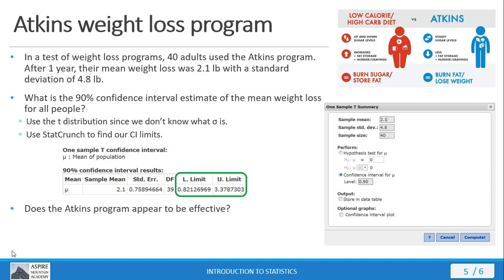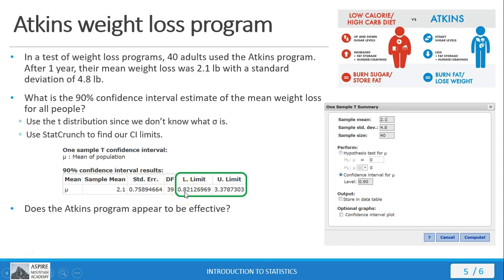Does the Atkins program appear to be effective? Well, looking at your confidence interval, what say you? Okay, remember when you're evaluating these confidence intervals, typically you're going to be looking to see if 0 is inside or outside the confidence interval. Here we have, actually, 0 is going to be outside the confidence interval. So 0 is going to be here on the left somewhere.